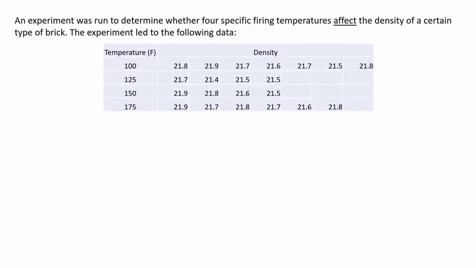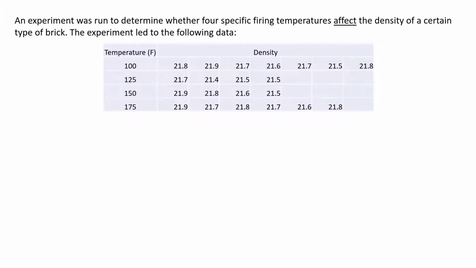An experiment was run to determine whether 4 specific firing temperatures affect the density of a certain type of brick. The experiment led to the following data. There are temperature groups and there are density readings. The temperature readings or the temperature groups are not the data. Those are only the group labels. The density readings are the data which we will use in the analysis.